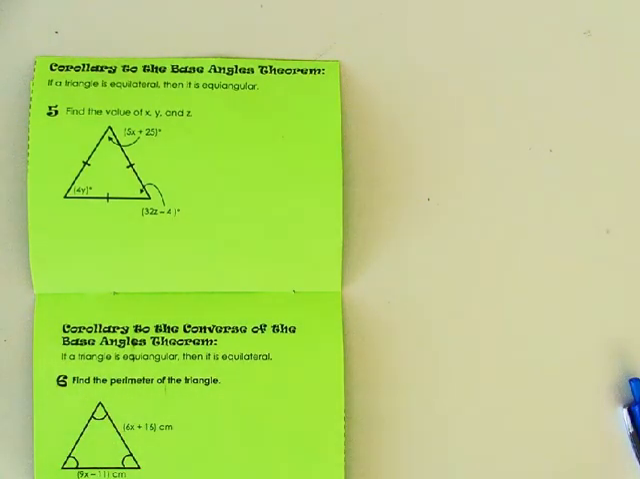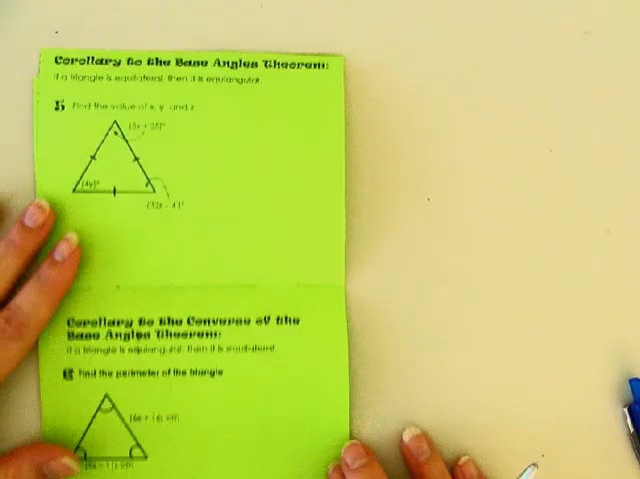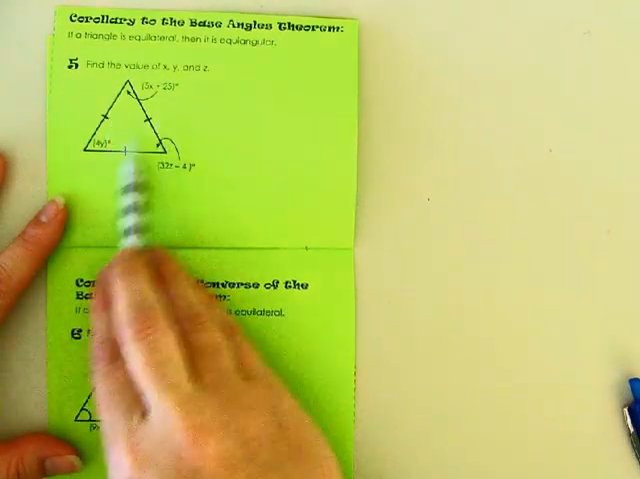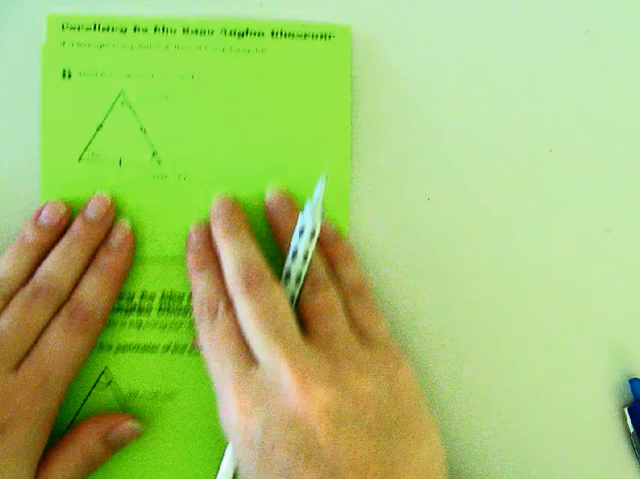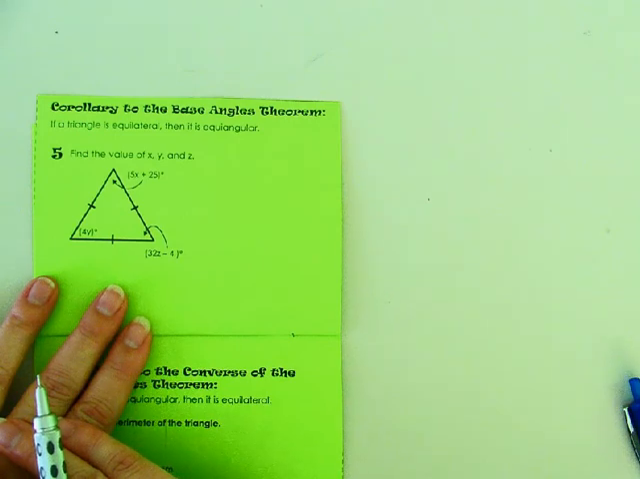All right, so looking on the next page, we're going to be looking at some of our base angle theorems. We have a corollary to our base angle theorem. It says if a triangle is equilateral, then it is equiangular. We talked about that a little bit ago. If the sides are congruent, then the angles have to be congruent. If we know the angles are congruent, then the sides have to be congruent. Those are the two corollaries we have here. One deals with if we know the sides, then we know the angles. The other says if we know the angles, then we know the sides.